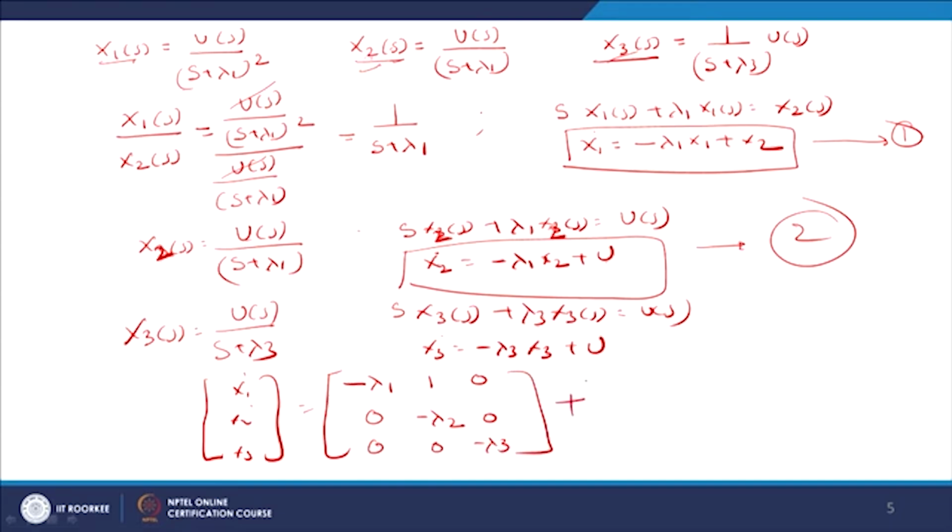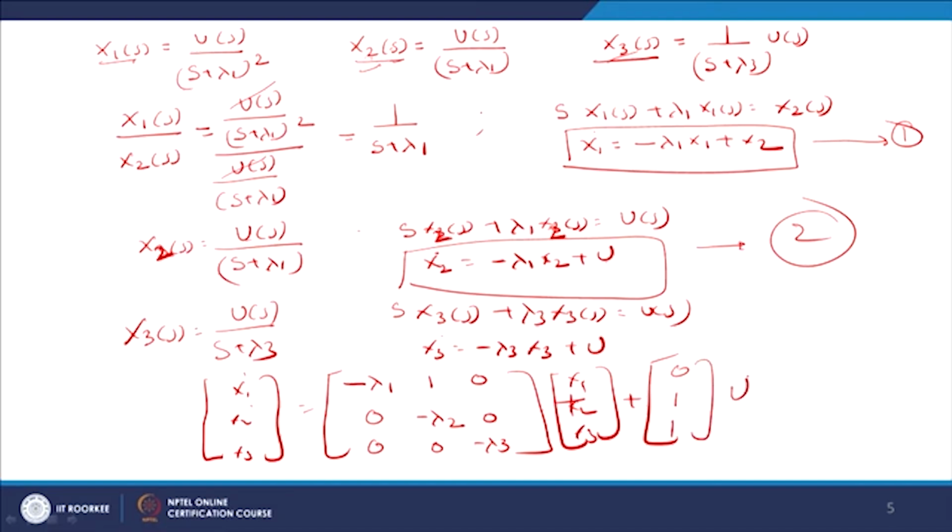Multiplied by x1, x2, x3, plus the input matrix. For x1 dot there is no term of u, so we write 0. But as far as x2 dot is concerned, the term of u is not 0, so we write 1, and similarly for x3 dot we will get a term of 1.